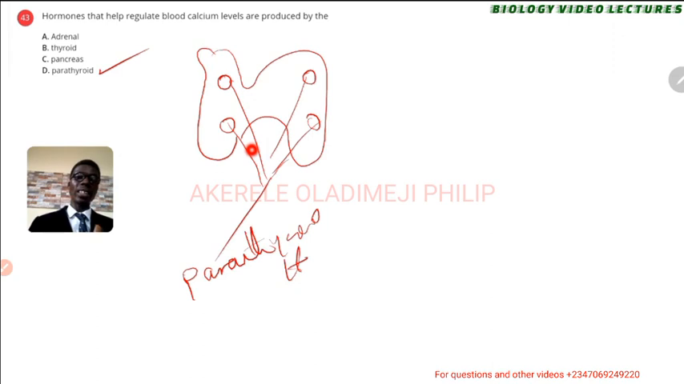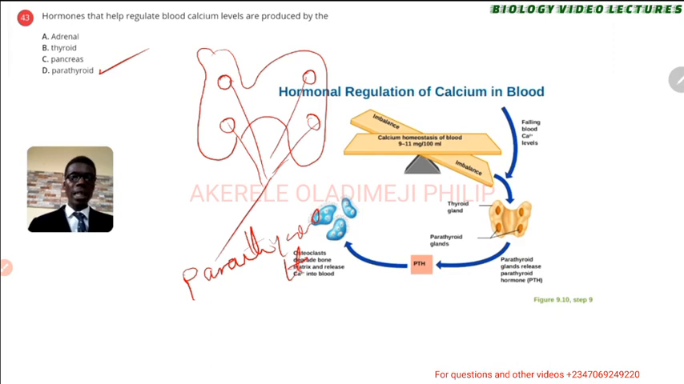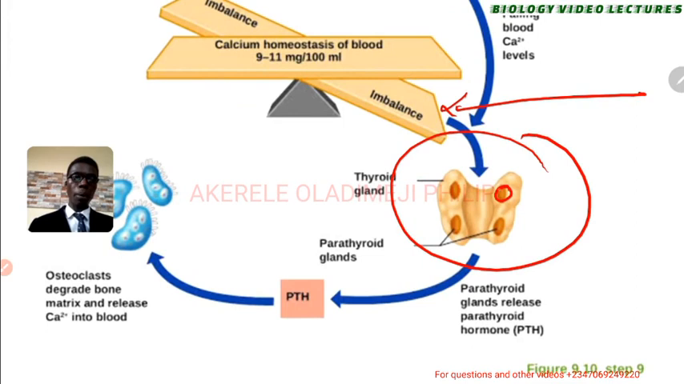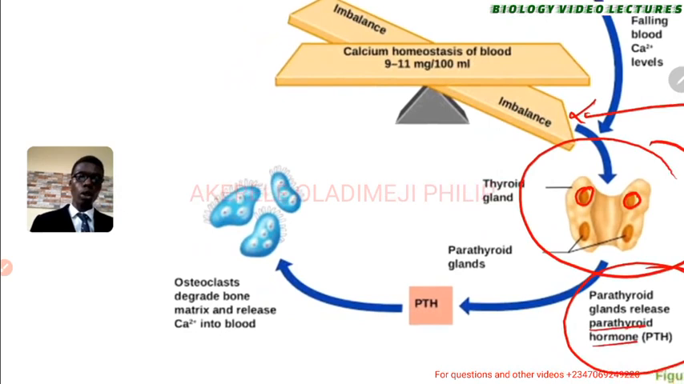How does it do that? Let me show you that in a minute. Now, basically, what happens is this. Let's say there's a low calcium level in our body. So it has become lower than 9 to 11 milligrams per 100 ml of blood. At that point, it's going to send a signal to the, can you see what I said here? So this is the thyroid gland, but you can see the parathyroid gland around. That's why it's called para, like around the thyroid gland. That would release a hormone called parathyroid hormone, PTH, otherwise called parathormone. What would that do?